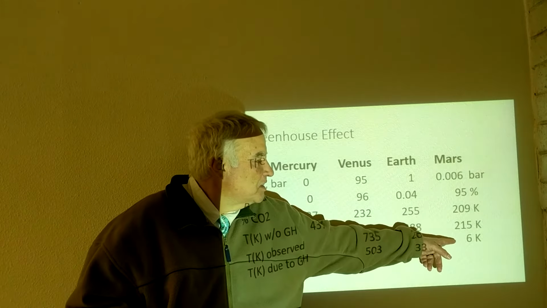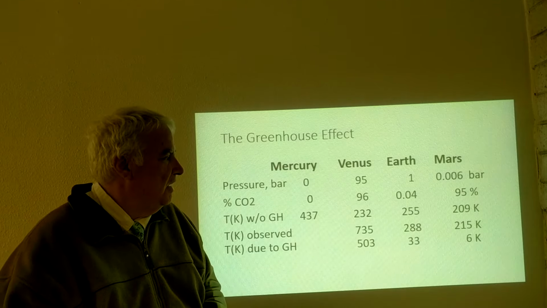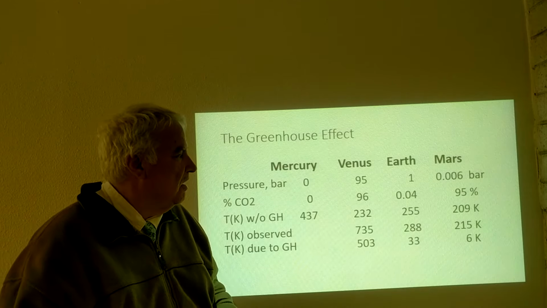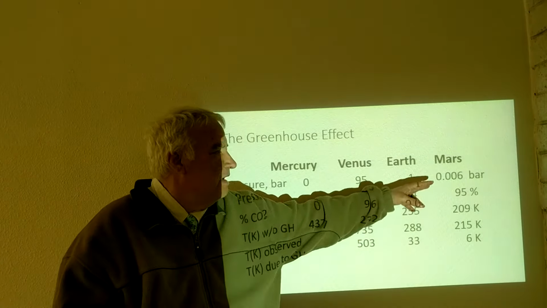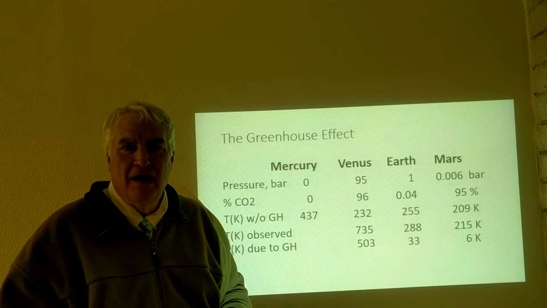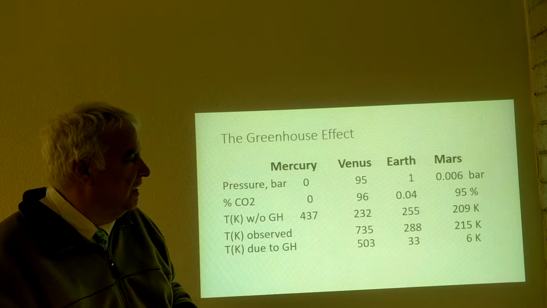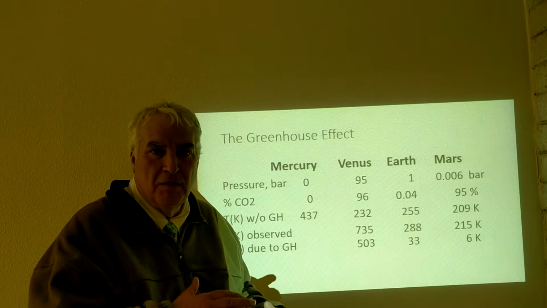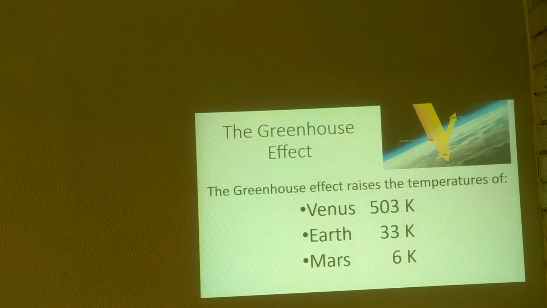Mars, only a small effect, a 6 degree Kelvin increase in the temperature, mainly because, not because it doesn't have carbon dioxide, it does have carbon dioxide, but the atmosphere is very thin, and so it's not able to trap that much of the heat that Mars ends up getting from the sun. So, looking just as a summary, the greenhouse effect raises temperatures of Venus, Earth, and Mars to different degrees.